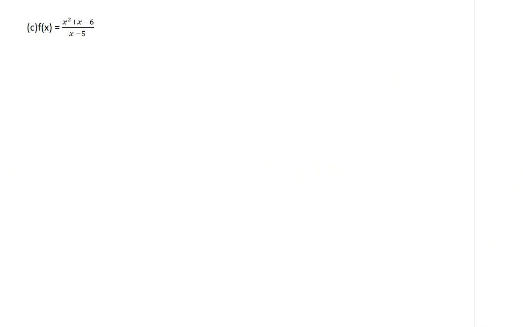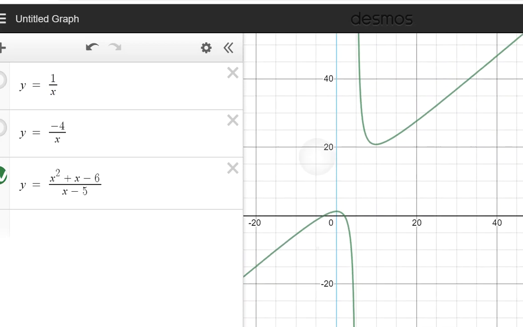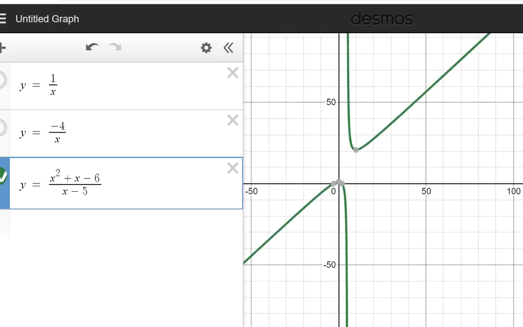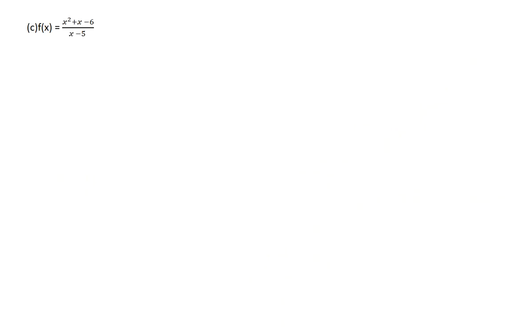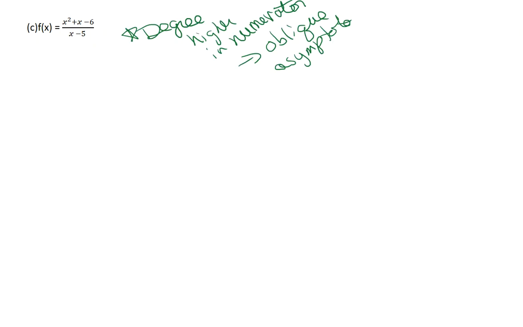I'm going to do letter C backwards a little bit as well. I want to take a look at the graph to show you what we're going to be finding. If you look at this graph, it's pretty different than the ones we had before. It's still discontinuous, and you can see it has a vertical asymptote right here, but there's no horizontal, but there's a slant. This is called an oblique asymptote. And this happens when the degree is higher in the numerator. So this is going to give us an oblique asymptote, but it still gave us a vertical one. So we're going to start with a vertical.